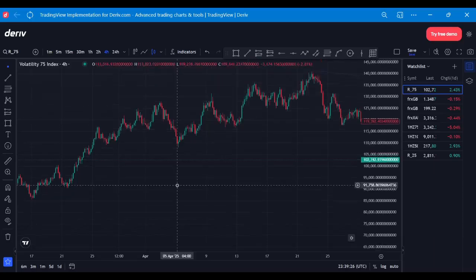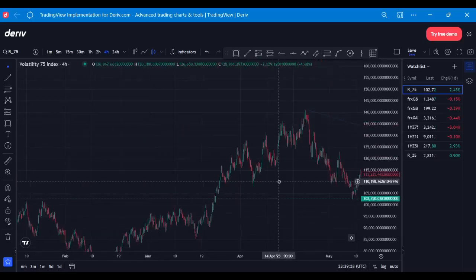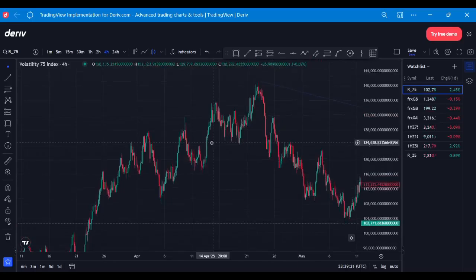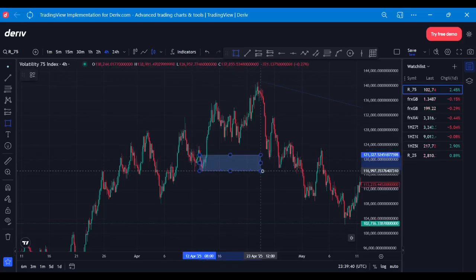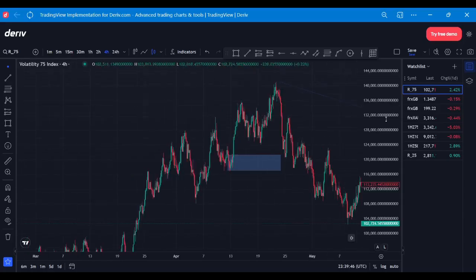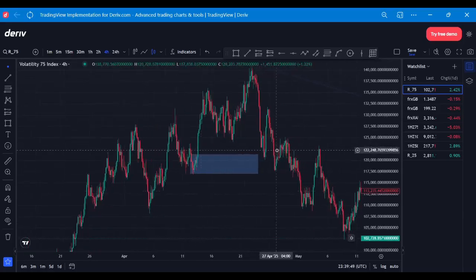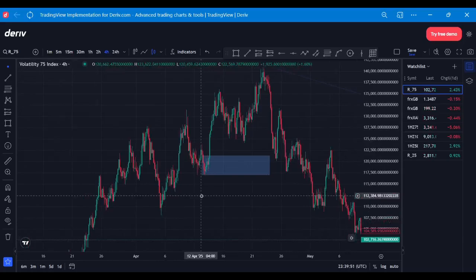Let me use this one. You will see why this price didn't come to this demand level, but it went up to violate this supply. The reason is support and resistance. Support and resistance is where price respected over time, multiple times, not just once. We need to see it two times.